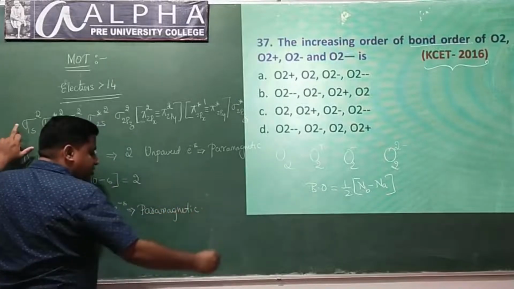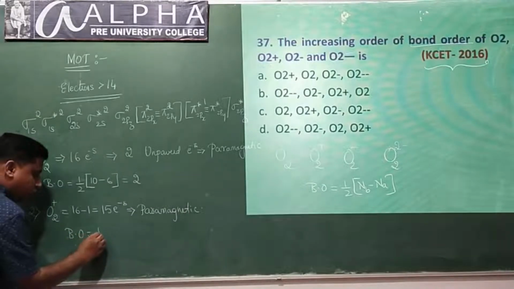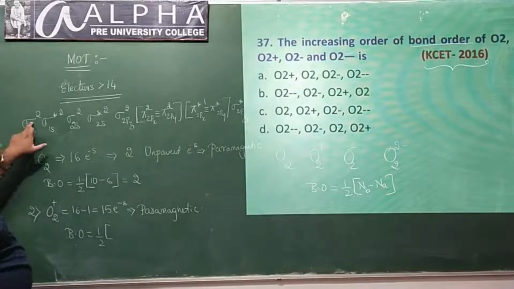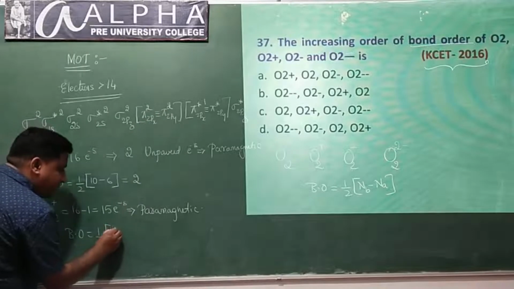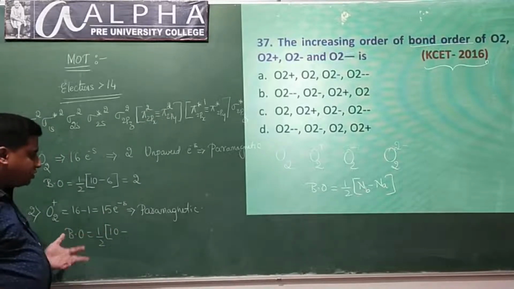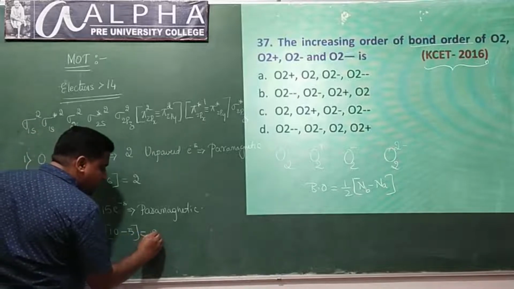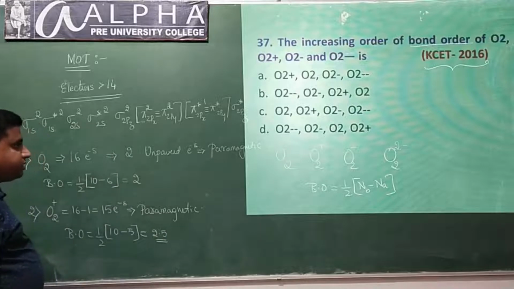Paramagnetic in nature. Understood? So come on, calculate the bond order. Bond order is equal to half of total bonding electrons, 2, 4, 6, 8, 10, minus the number of anti-bonding electrons, remaining is 5. So 10 minus 5 is 5, half of 5 is 2.5. So the bond order of O2 plus is 2.5 exactly.